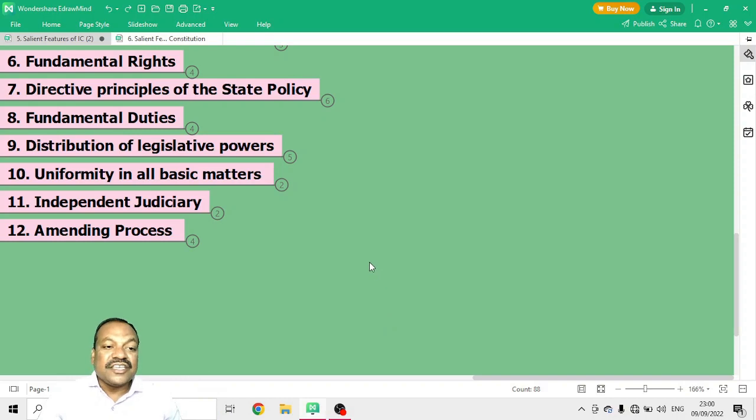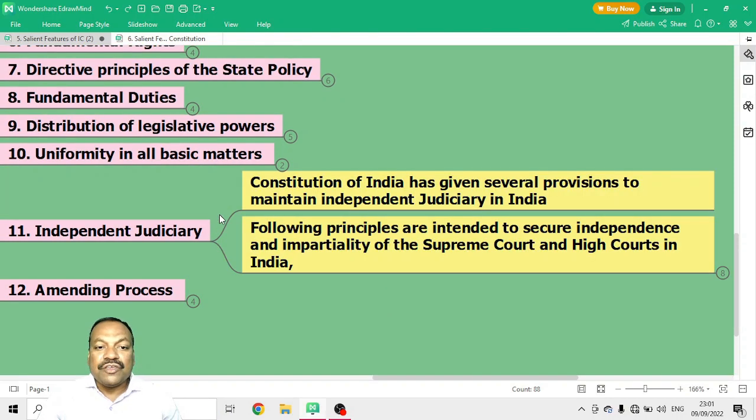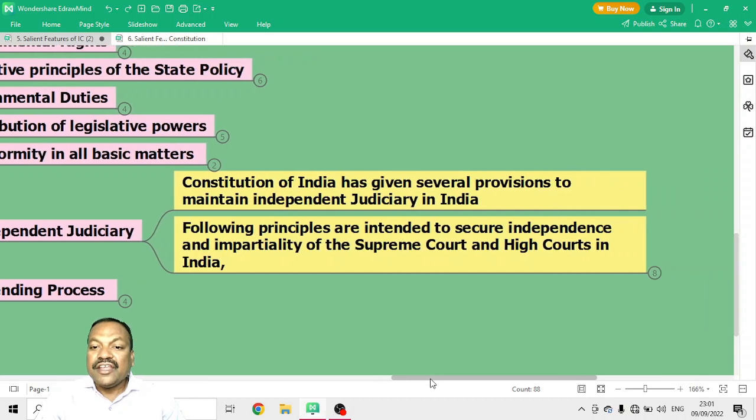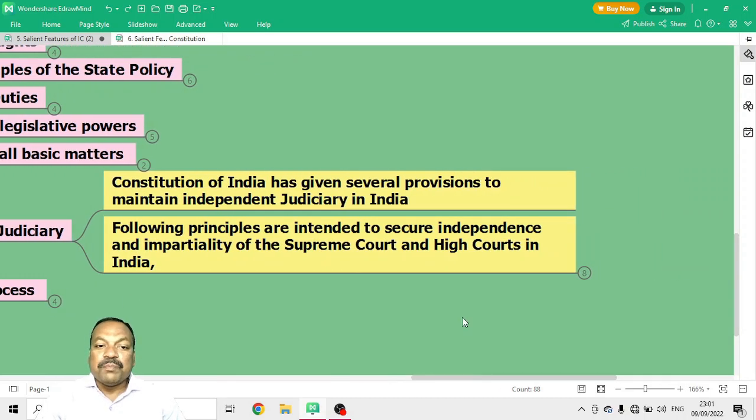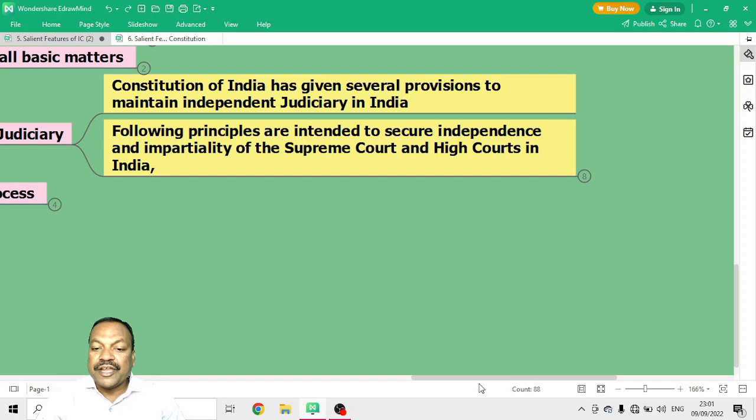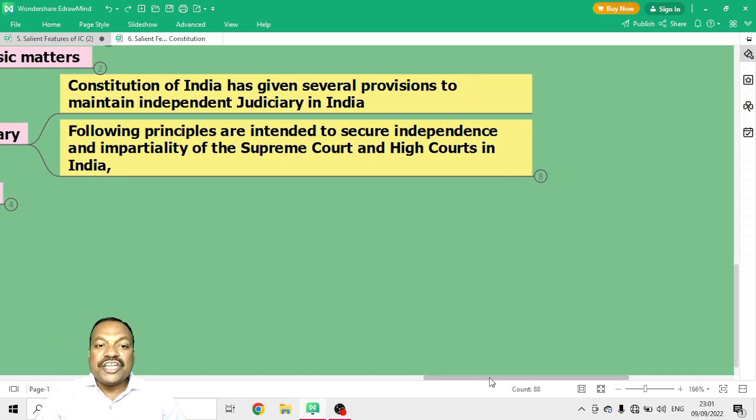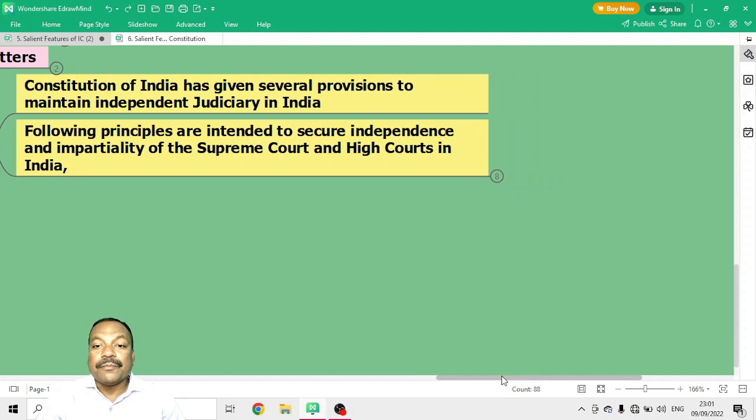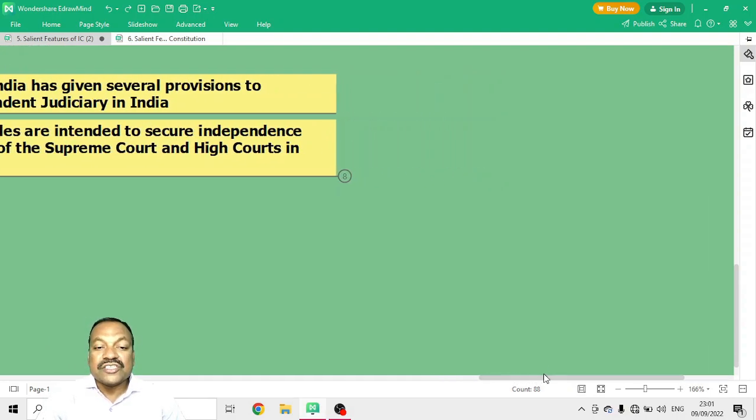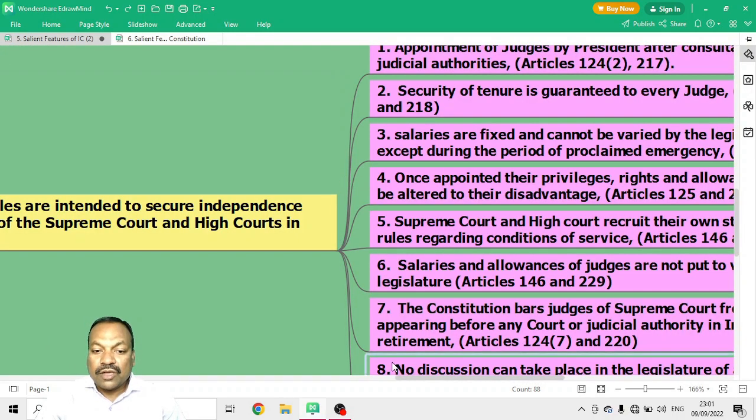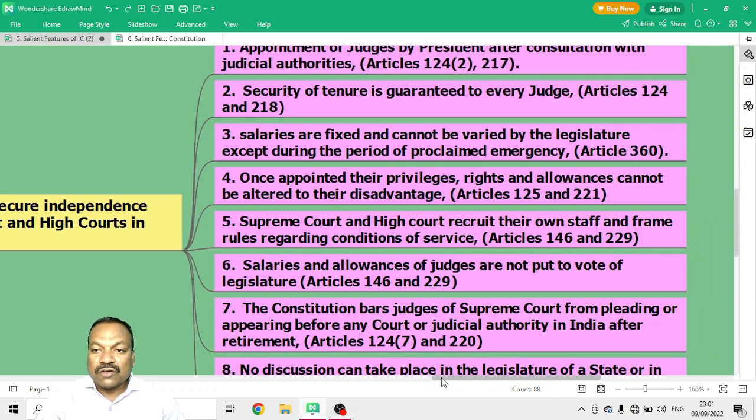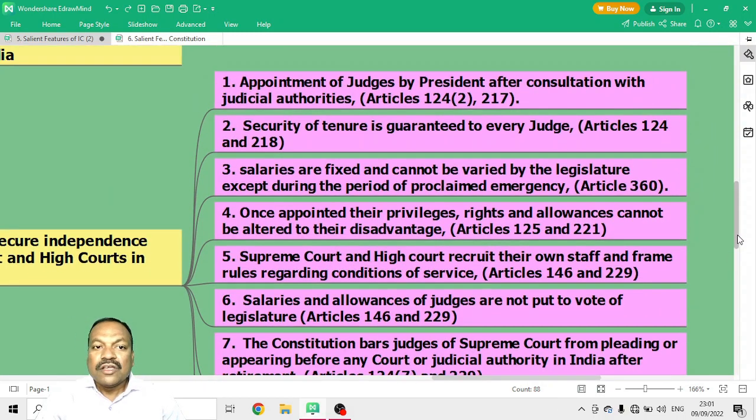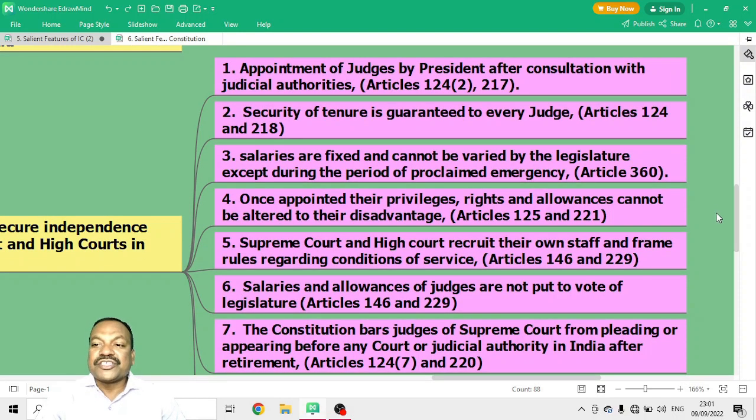The next characteristic is an independent judiciary. The Indian Constitution has given certain provisions to maintain an independent judiciary in India. There are certain principles which are intended to secure the independence and impartiality of the Supreme Court and High Courts in India. We will see here certain reasons why this is independent. Now, here the court system or whatever judicial system we are having, it is impartial and it is independent. Why? There are certain reasons.